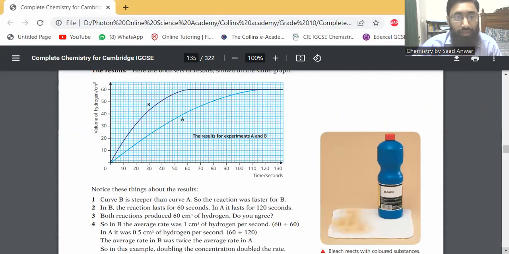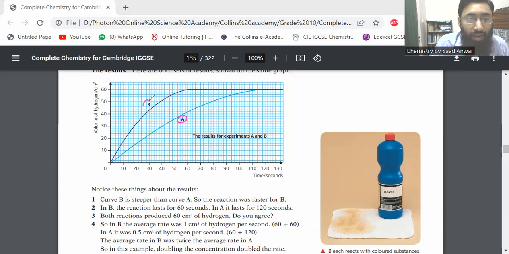You see, this is a graph, and in this graph there are two curves. This is the curve of experiment A, and this is the curve of experiment B. The volume of hydrogen gas produced in this reaction is plotted on the y-axis, and the time is plotted on the x-axis. And we see this is the result for experiments A and B.